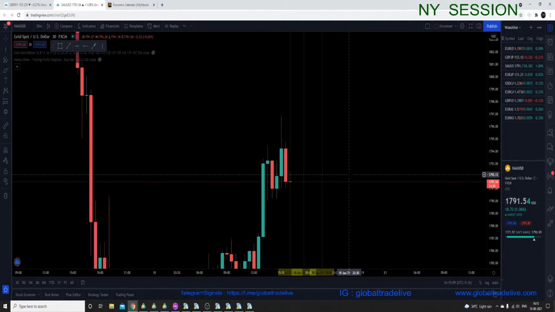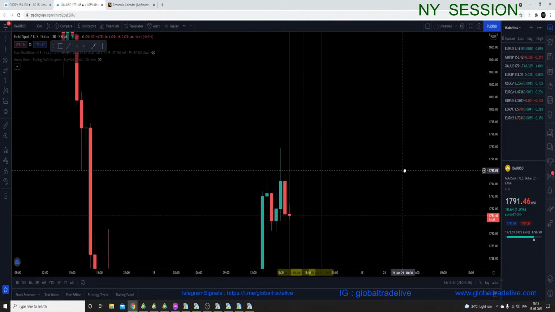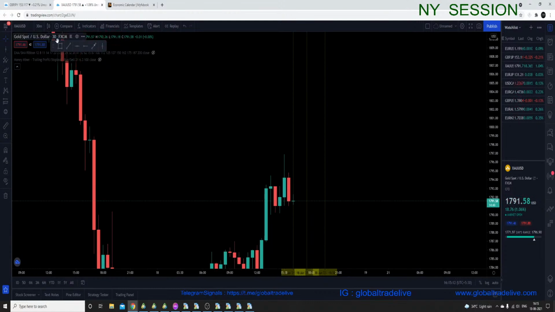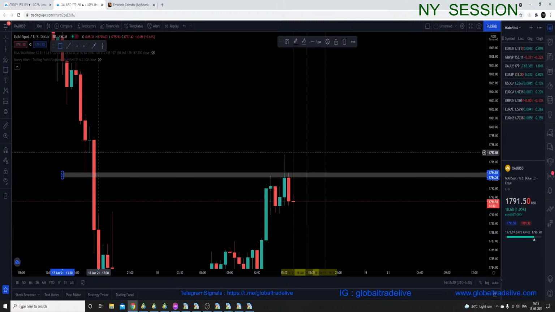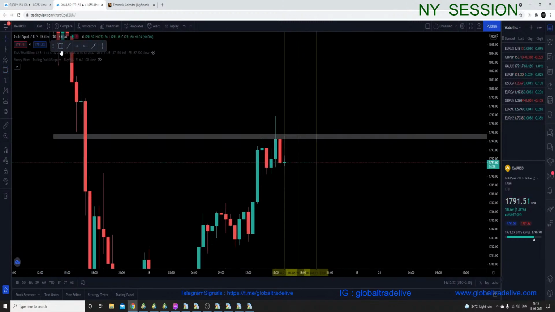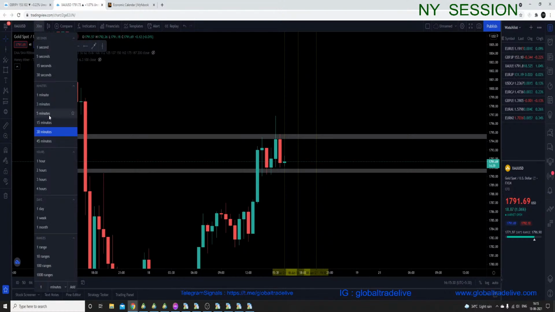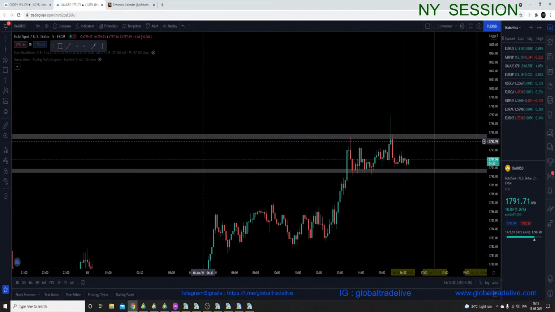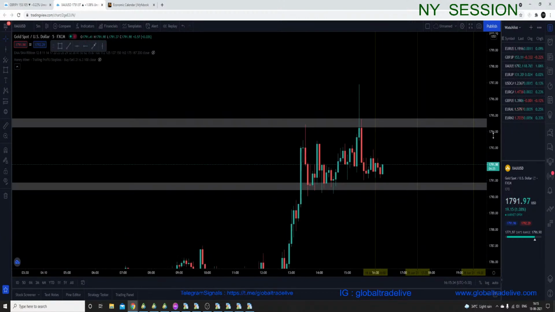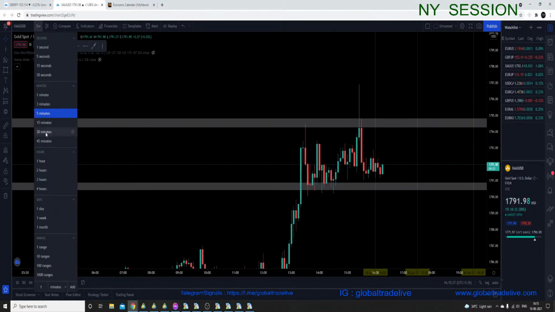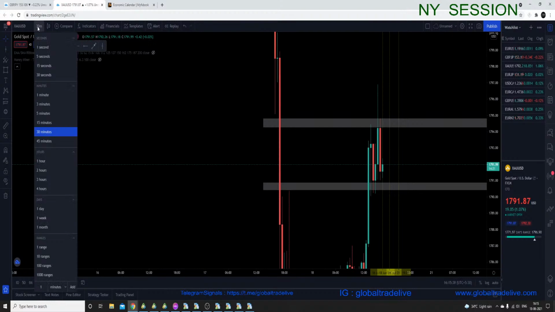Okay, so let's see. Sorry. So we have this whole clean range above this area, and we have this clean range below this area. So if this current candle... let's just drop the time frame and draw some trend lines over here to cash the trade. Let's just get to 15 minutes first.